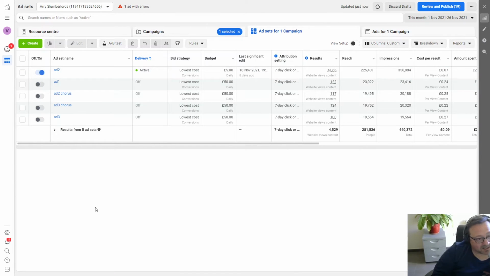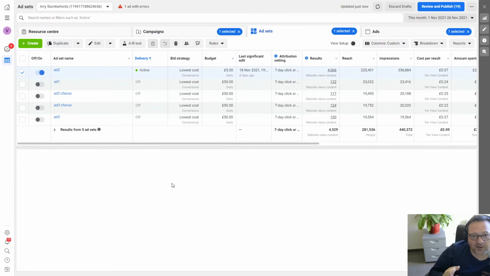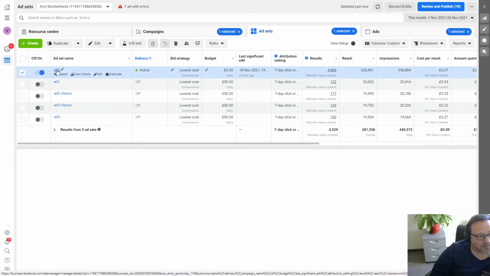What I did is I set up 5 different ad sets. If we have a look at these ad sets, you can see straight away that most of the results are directed to the first ad set. Now, the budget is set to ad set level. It's not a campaign budget.